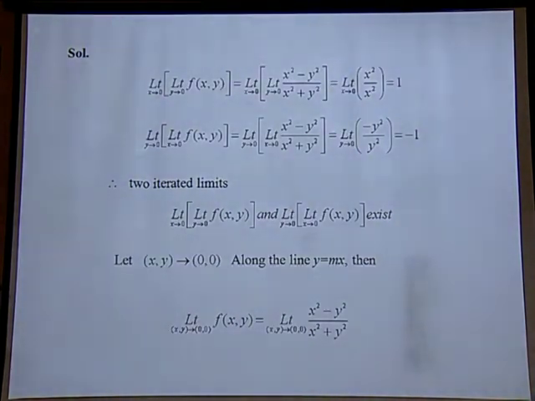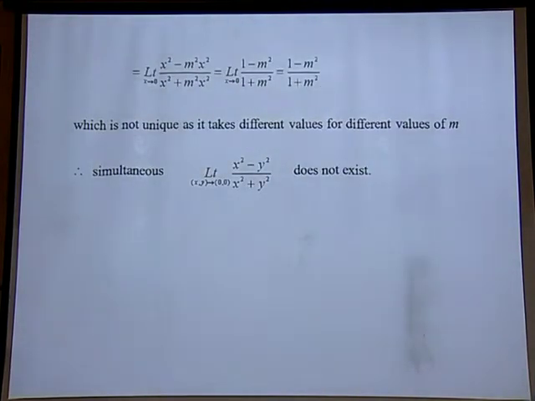independently. But now we are taking the simultaneous limit, whether it exists or not. Now, we will take the limit along the path y over x is equal to m. So, we are considering the level function y over x is equal to m. Now, here limit of f of x y as x y tends to 0 0 is equal to limit of x square minus y square over x square plus y square as x y tends to 0 0, which is equal to limit of x square minus m square x square over x square plus m square x square as x tends to 0.